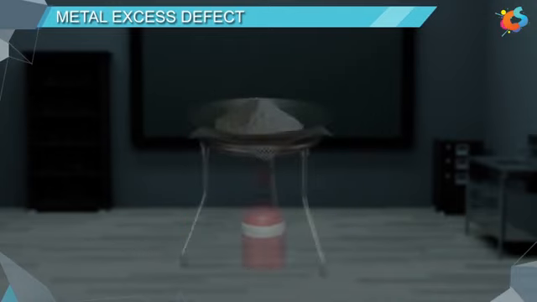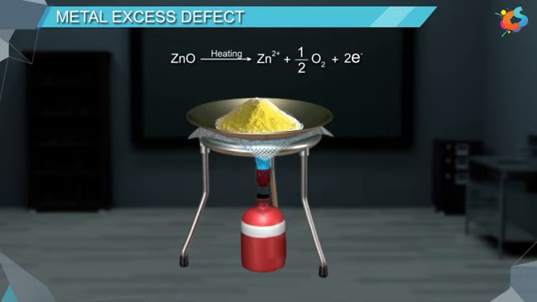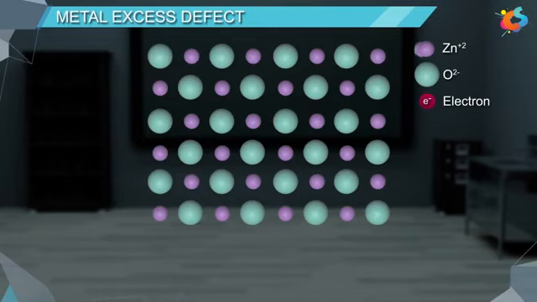Example: zinc oxide is a white or colorless solid at room temperature. But when zinc oxide is heated, it loses oxygen and turns yellow. ZnO gives Zn2+ plus 1/2 O2 plus 2e- on heating. The excess Zn2+ ions get trapped in the interstitial sites and the released electrons get trapped in neighboring interstitial sites and maintain the electrical neutrality.